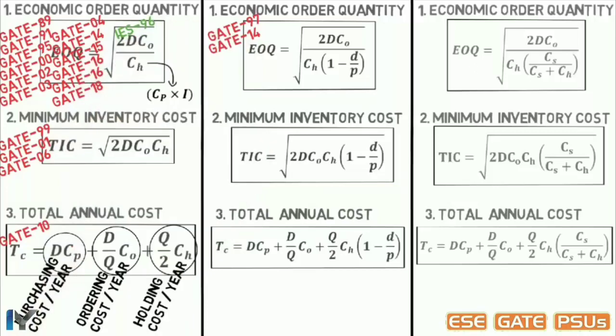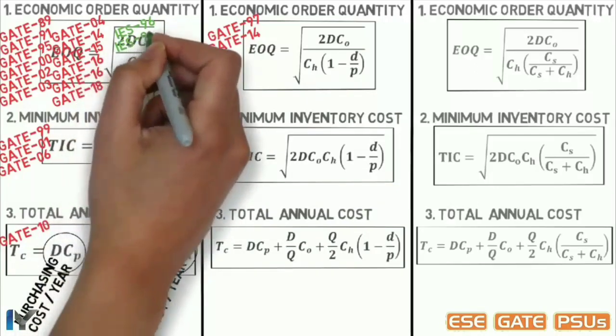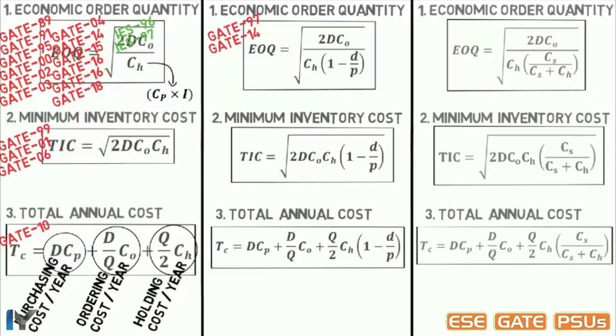In IS 96, directly formula was asked for EOQ. In SC 97, a numerical was there to find out EOQ. As we know, in SC exam, calculators are not allowed, so don't worry. They gave values as per the simple calculations. After solving, we get under root 90,000. So we get the answer EOQ equal to 300.